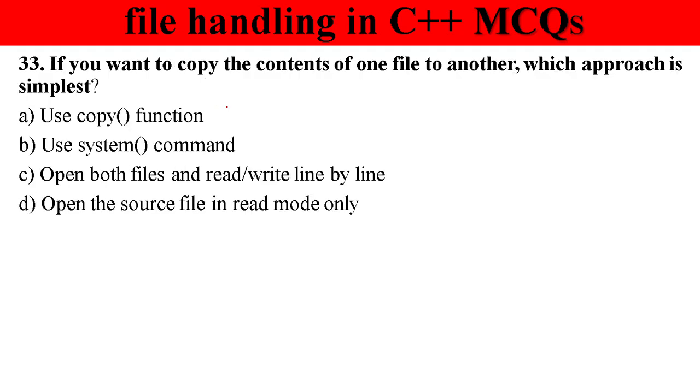Question number 33. If you want to copy the content of one file to another, which approach is simplest? A. Using copy function. B. Using system command. C. Open both files and read and write line by line. D. Open the source file in read mode only. The simplest one is to open both files and read and write line by line.